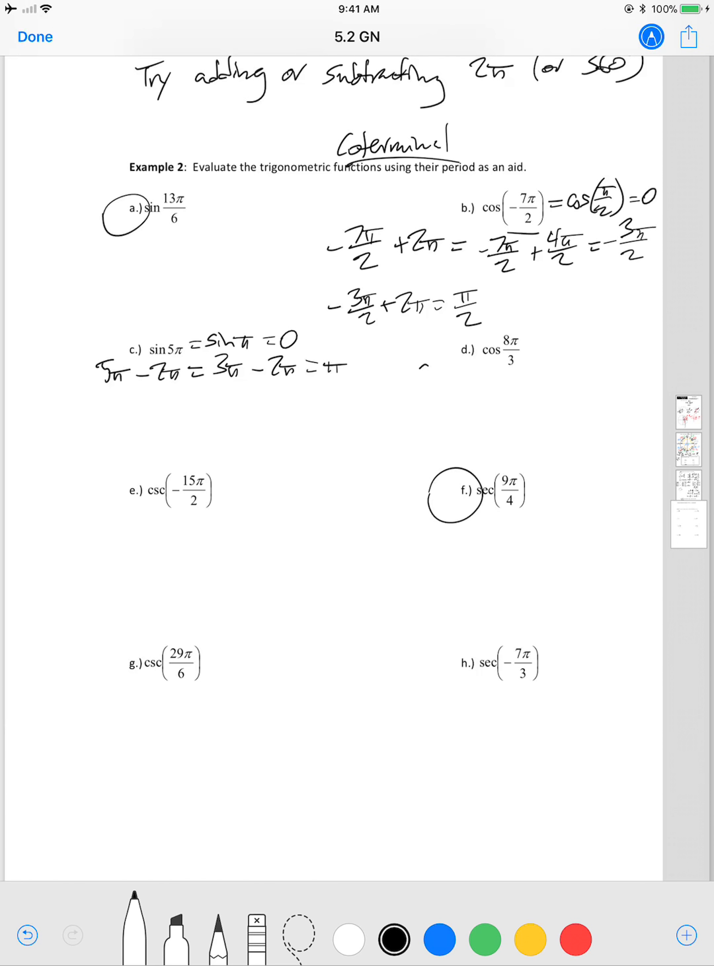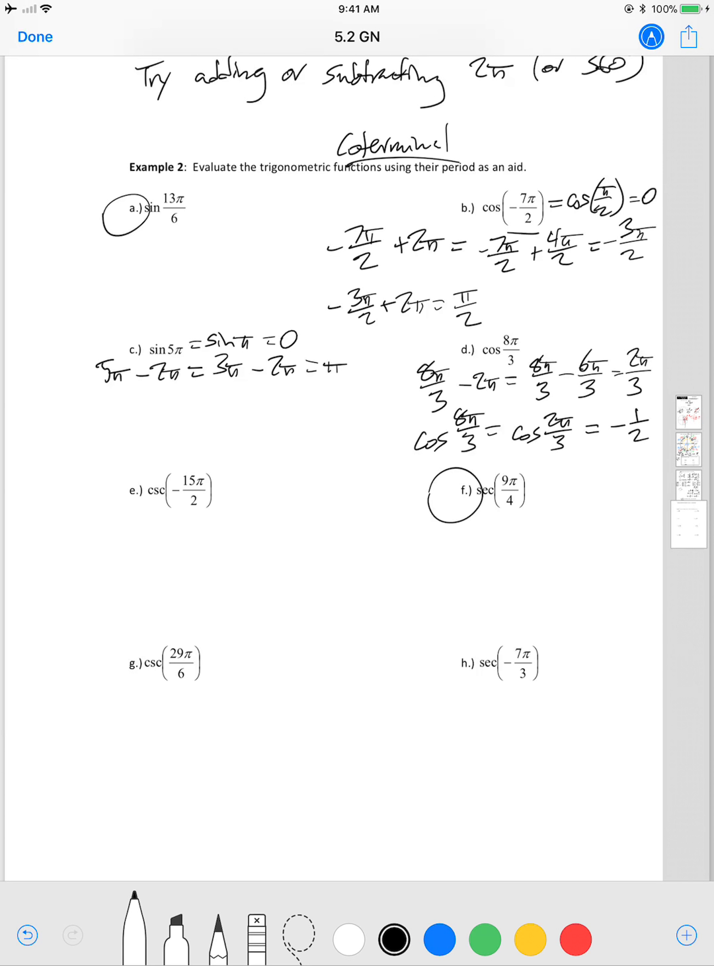8 pi over 3. Subtract 2 pi. 2 pi in this case, when I get a common denominator, is going to be 6 pi over 3. So this ends up being 2 pi over 3. So the cosine of 8 pi over 3 equals the cosine of 2 pi over 3. And my point there is negative 1/2 and positive square root of 3 over 2. So cosine is the x value, so my answer is negative 1/2.